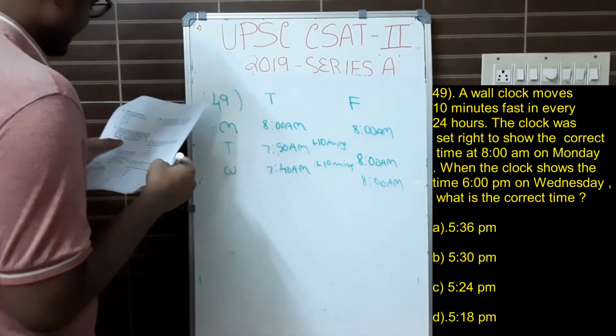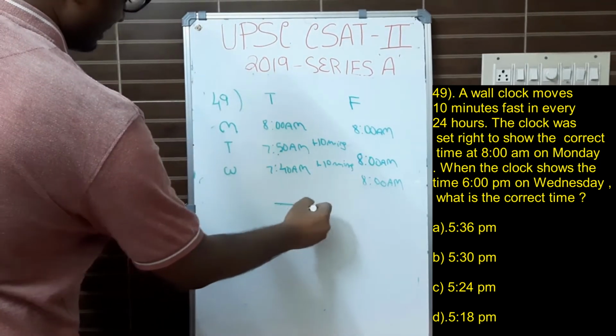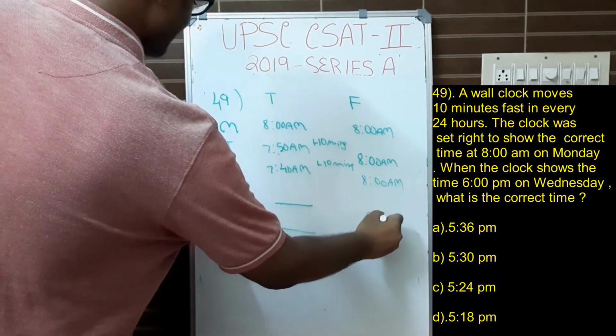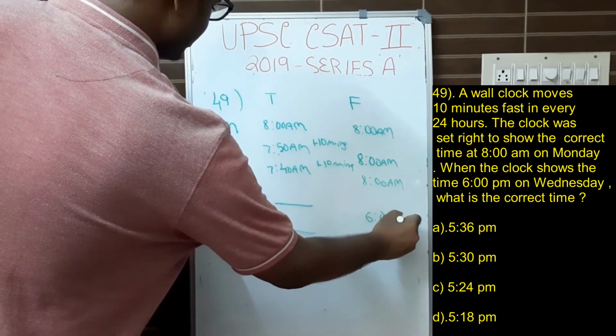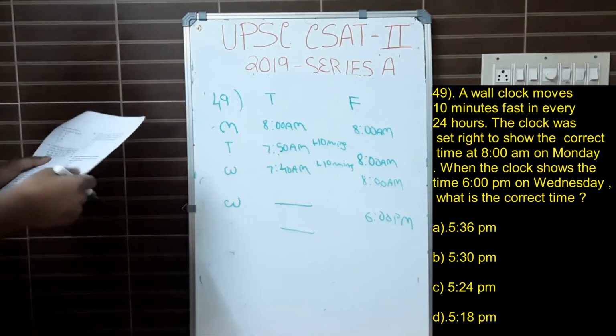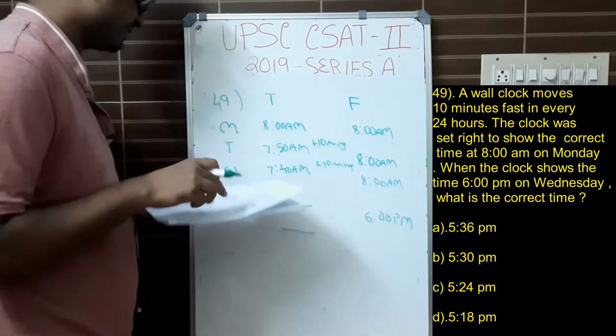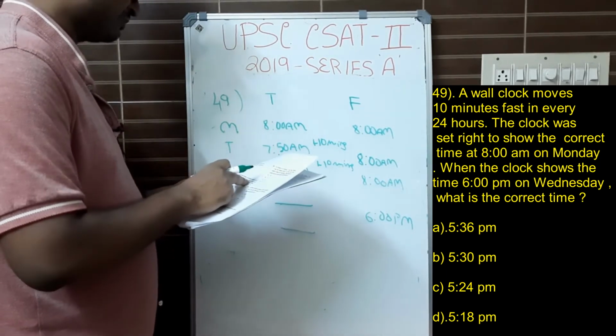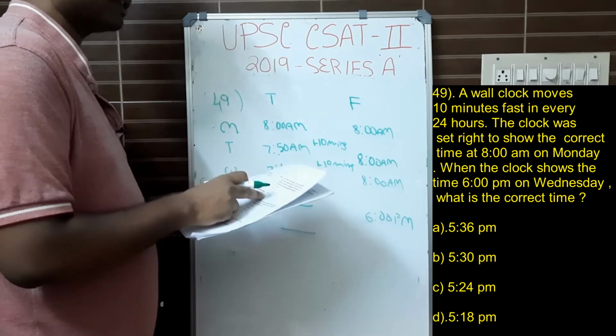But we have to find the correct time, that is the true time, when the false time is 6 pm. See, on Wednesday 6 pm, the clock will always show the false time. Why will the clock show the false time? Because the clock is actually moving 10 minutes faster for every 24 hours.